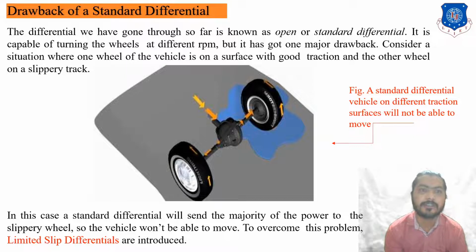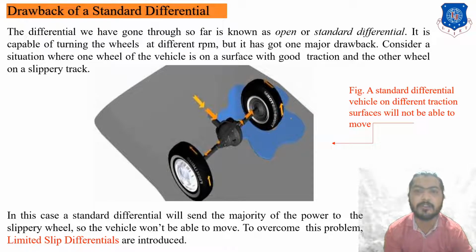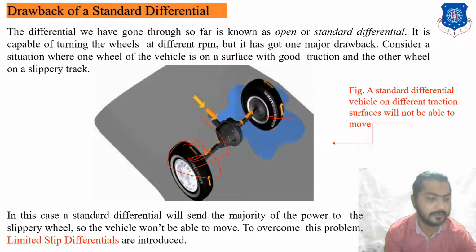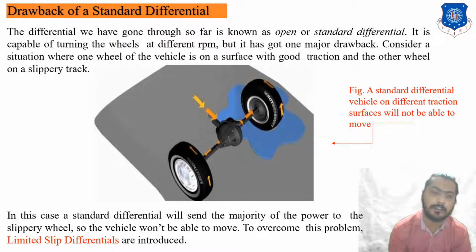So this is the drawback of the standard differential mechanism. If one wheel goes onto a slippery track or slippery surface, like in that diagram, the whole power which comes from the engine goes to this tire, so it will move faster, but it cannot get traction, and the traction is here, but power is not coming from the driven shaft. That's why these difficulties come in the standard differential mechanism. To overcome these problems, we use a limited slip differential.